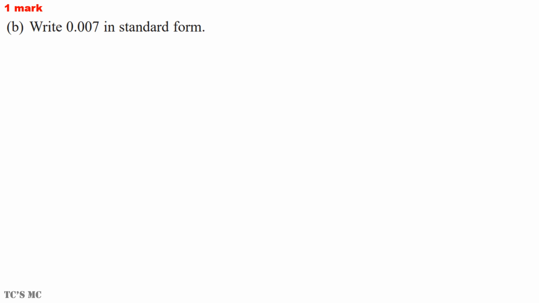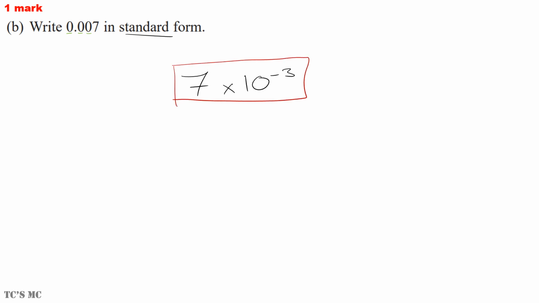Write 0.007 in standard form. As this number is less than 1, we can use our counting zero method. We have 1, 2, 3 zeros. That means the answer is 7 times 10 to the negative 3. It must be negative as it is a very small number. We just need to write the answer for 1 mark.